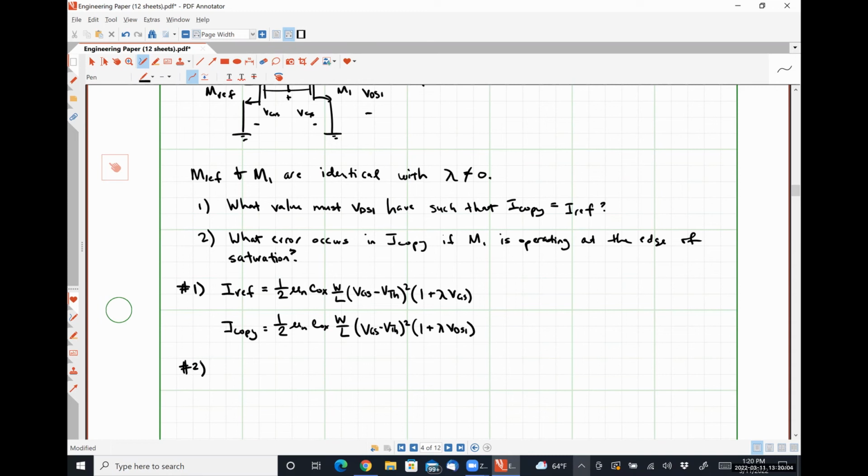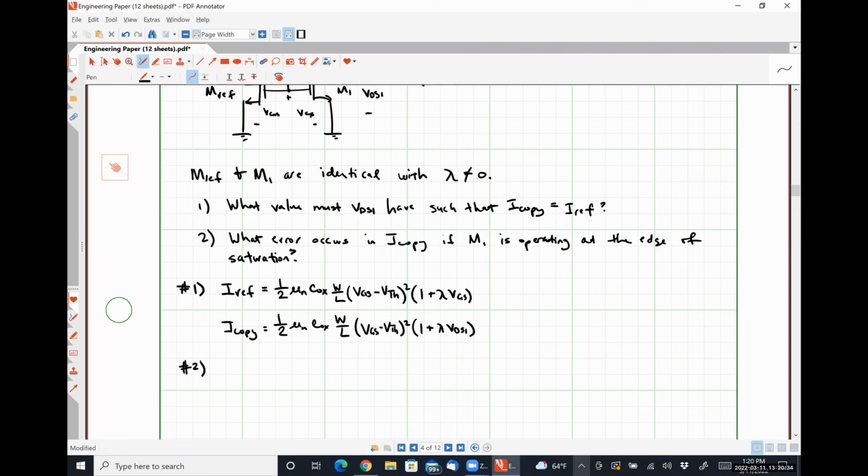All right, so for problem 2, what error occurs in our copy current if M1 is operating at the edge of saturation? So what does the edge of saturation mean? Who remembers that? The edge of saturation means VDS is exactly equal to VGS minus VTH, right? Because that is the transition point from triode region into saturation region.